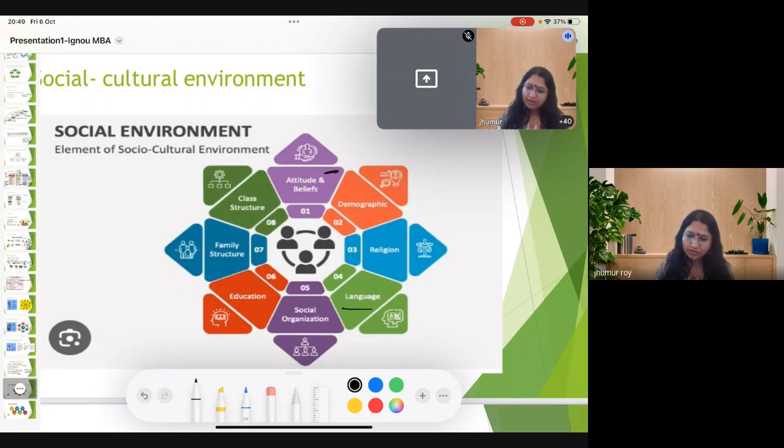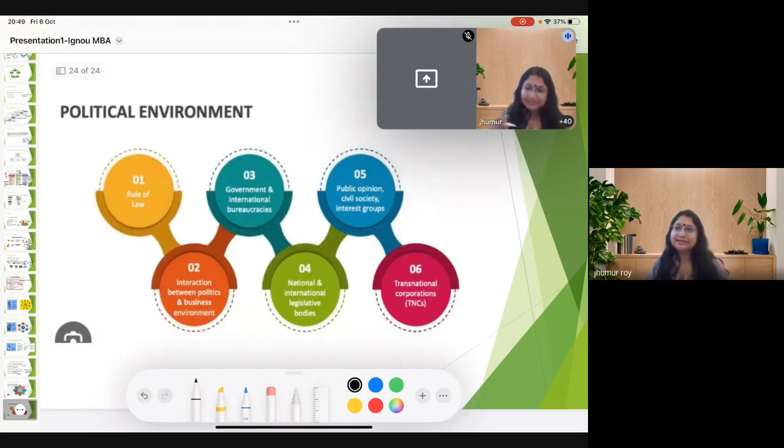Okay. Of course, social organization, how it is working, the education that a person has, the family structure is again very important. What kind of family do you have? Is it a joint family? Is it a nuclear family? According to that, also, you will have to talk about the culture of a certain place.